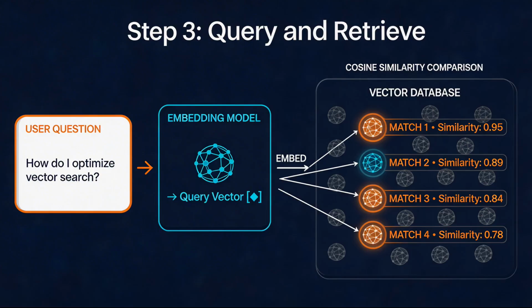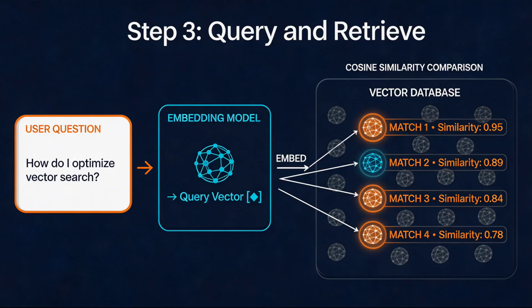Step 3. Query and retrieve. When a user asks a question, the same embedding model converts it into a vector. Then Pinecone searches its database and returns the chunks with the highest similarity scores, the top K matches. K equals 4 is a good default. Too few and you might miss relevant context. Too many and you dilute the signal with noise.